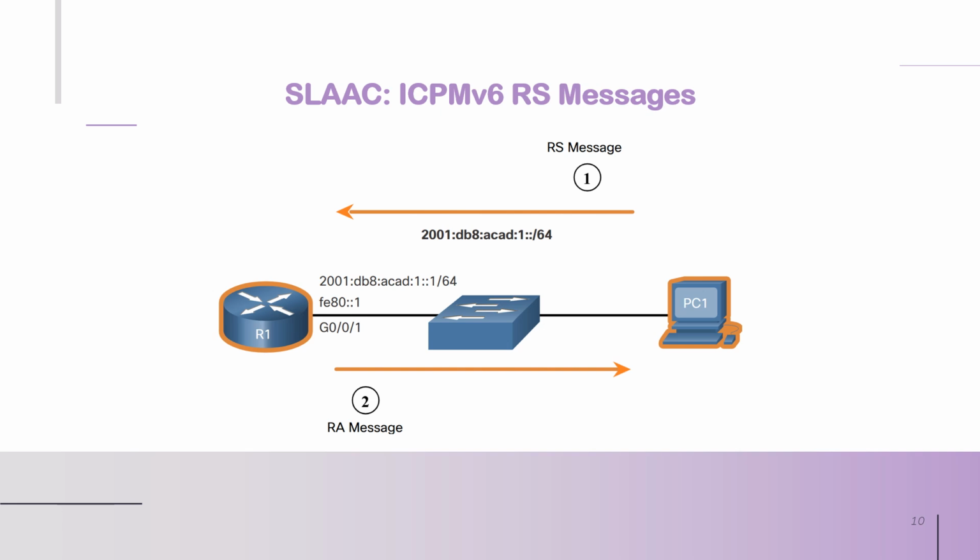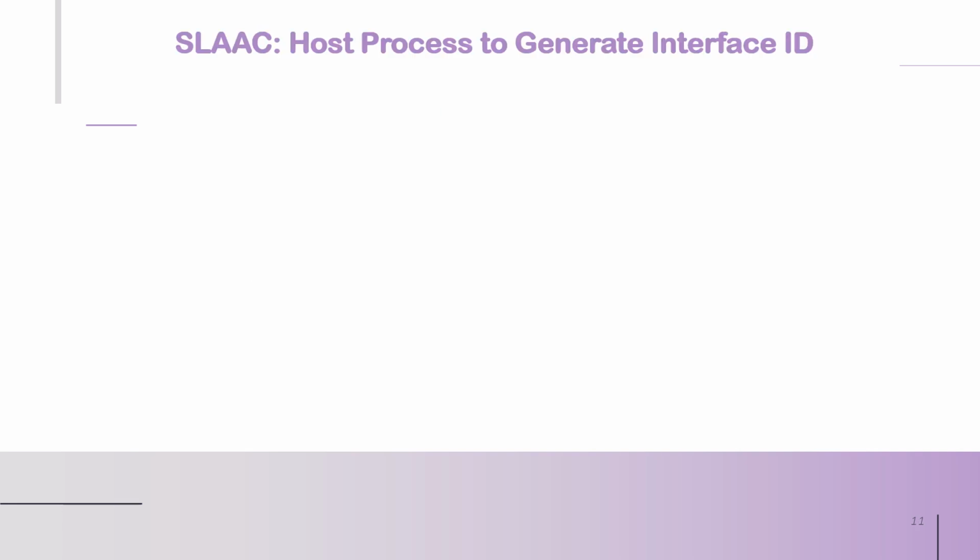By using stateless address autoconfiguration, a host typically acquires its 64-bit IPv6 subnet information from the router advertisement. However, it must generate the remainder of the 64-bit interface ID using one of two methods. And remember, we have the randomly generated method, where the 64-bit interface ID is randomly generated by the client operating system. This is the method now used in Windows 10 hosts.